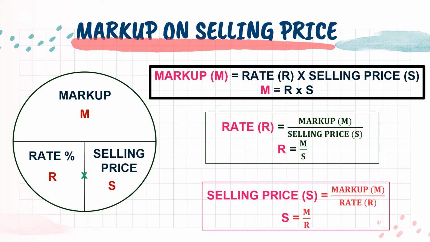Markup is equal to rate times selling price. These are the formulas for markup on selling. Markup is equal to rate times selling price. Rate is equal to markup divided by selling price. Selling price is equal to markup divided by rate.